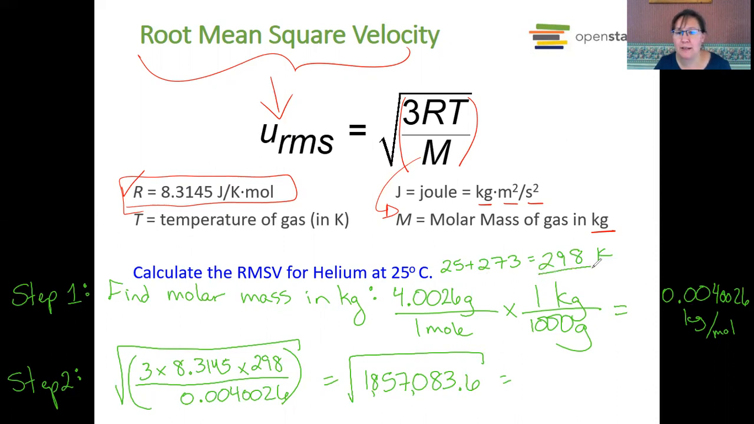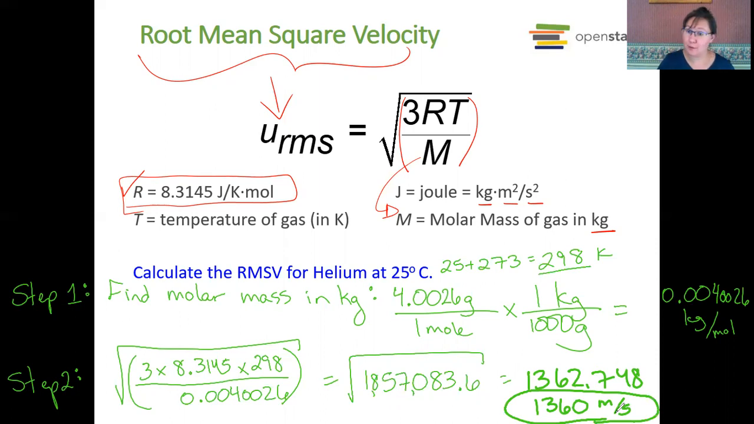Here we have 3 significant figures, so I can have 3 significant figures. Okay. So that I have 1362.748, but 3 significant figures gives me 1,360. And our units are meters per second. That's root mean square velocity.